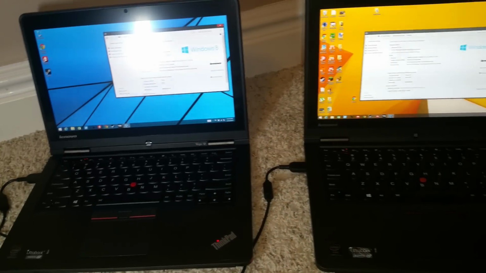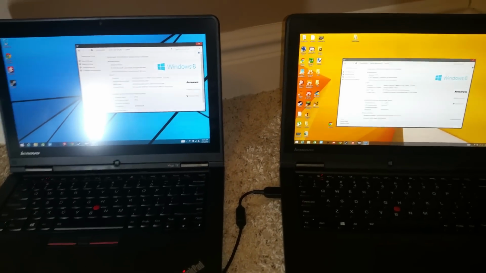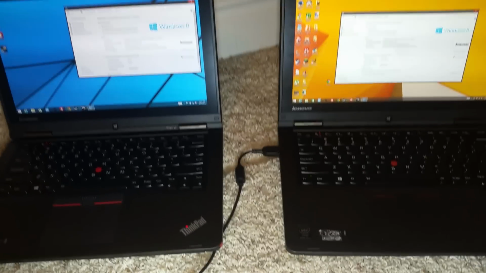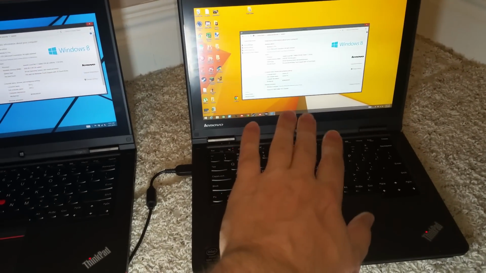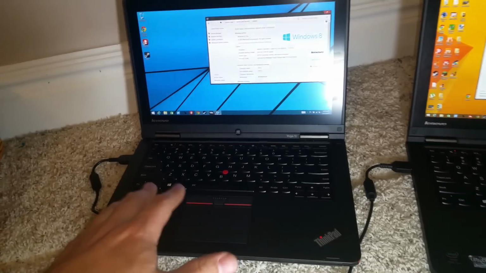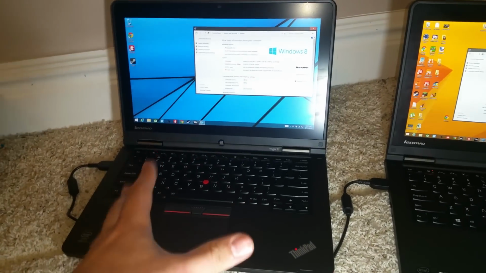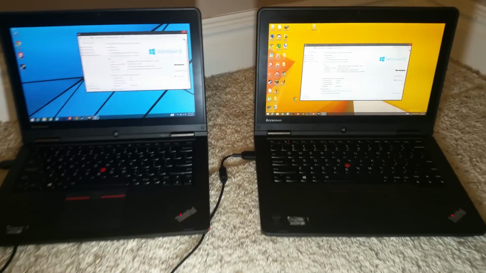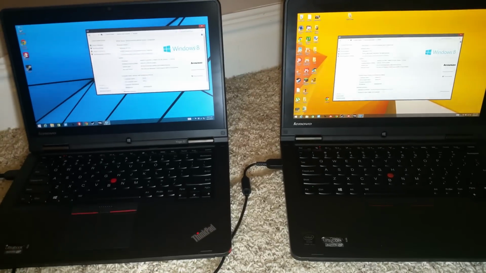And so pretty much the same spec machines. Both are running a 256 gig SSD. This one is running a SATA 2.5 inch. This is running an mSATA, but it's still six. They're both 6 gigabit SSDs, so they should be pretty comparable on speed.